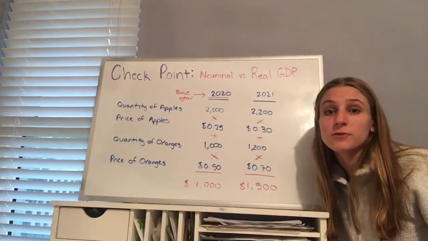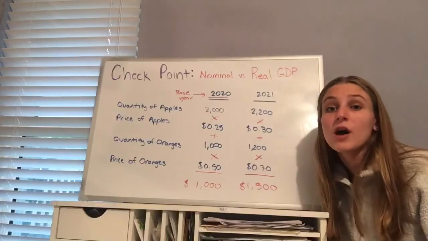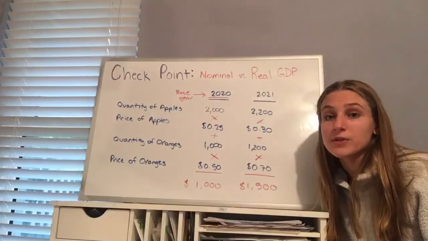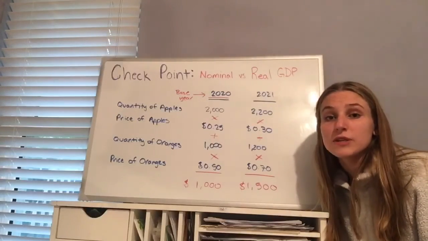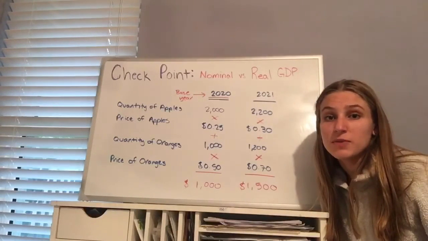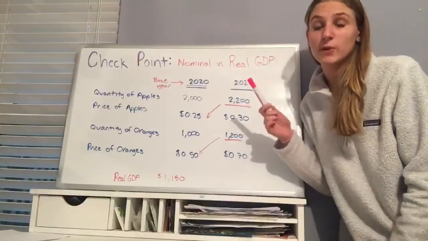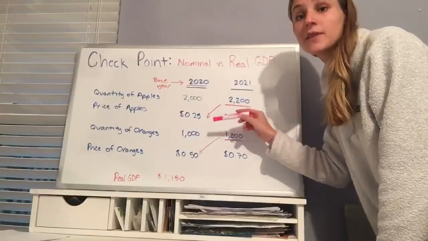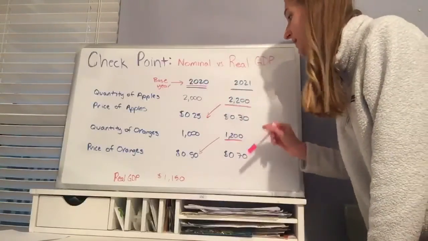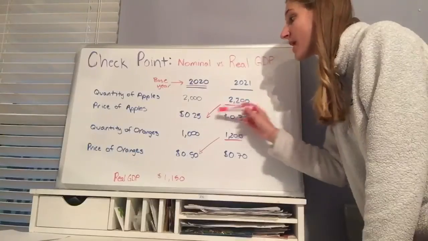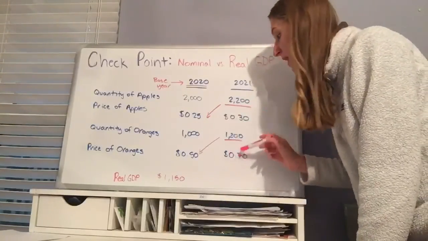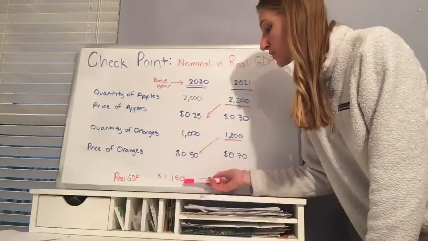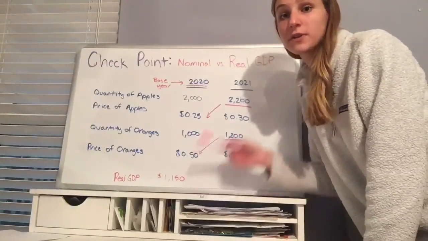But I promised it wasn't a full $500 increase in aggregate output. A lot of this increase in nominal GDP was due to the increasing price levels of apples and oranges. If you want to find the actual increase in aggregate output, you want to use a real GDP. To find the real GDP of the year 2021, you want to take the quantity of goods produced in 2021 and multiply it by their price level in the base year. And since our base year is 2020, we're going to take 2,200 apples and multiply it by 25 cents per apple, and 1,200 oranges and multiply it by 50 cents per orange. This is going to give us a real GDP of $1,150 for the year 2021.